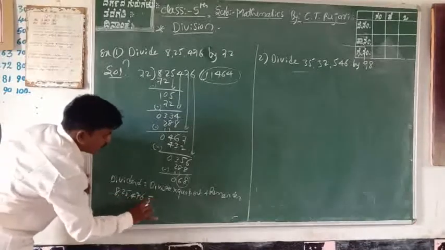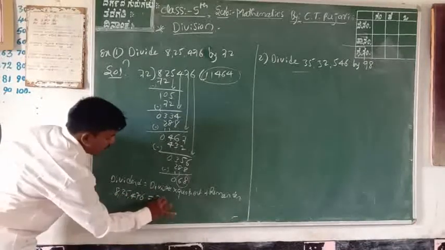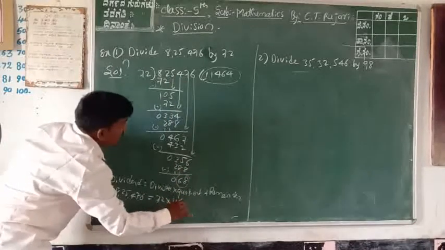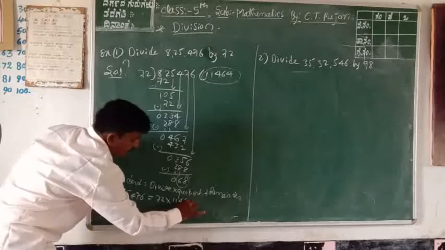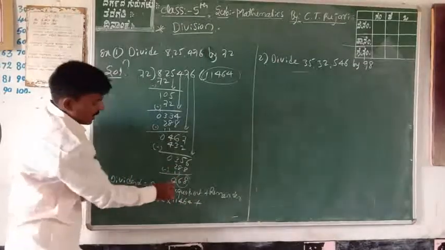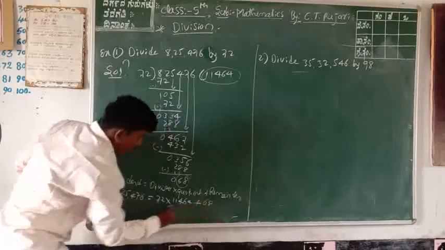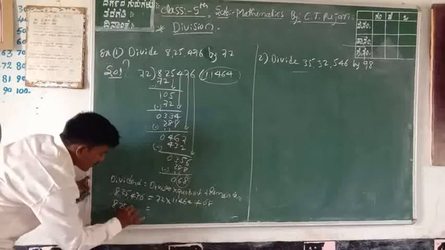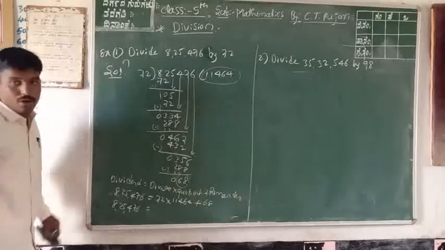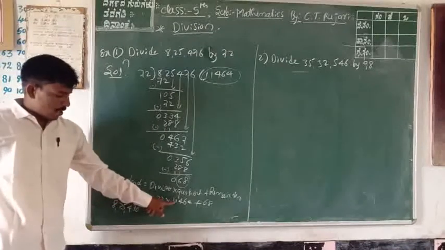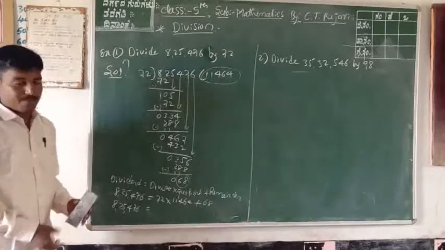The dividend 8,25,476 is equal to divisor, that is 72, into quotient 11,464, plus remainder. The remainder is 68. Next, simplification: 8,25,476 is equal to the multiplication 72 into 11,464.